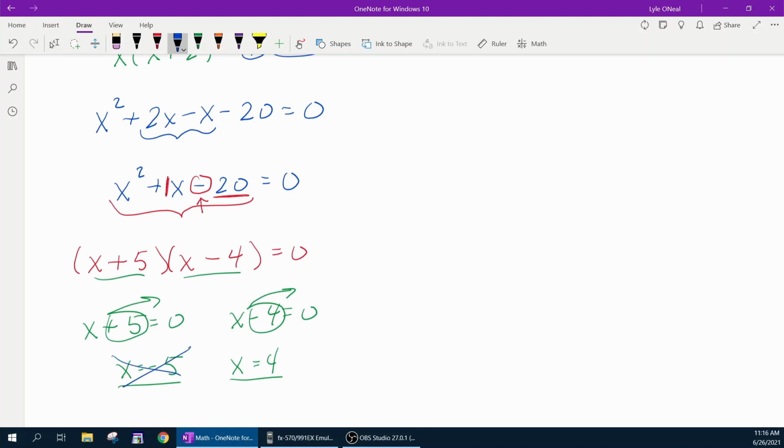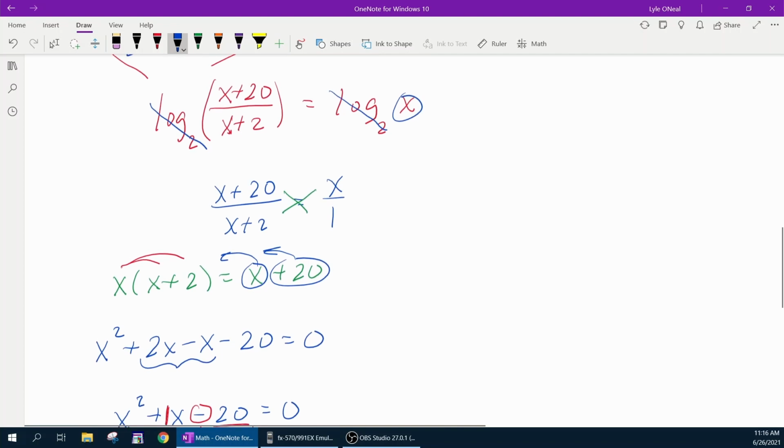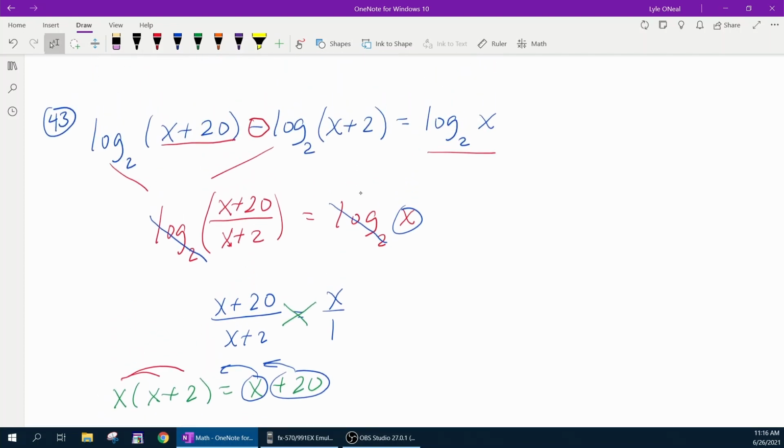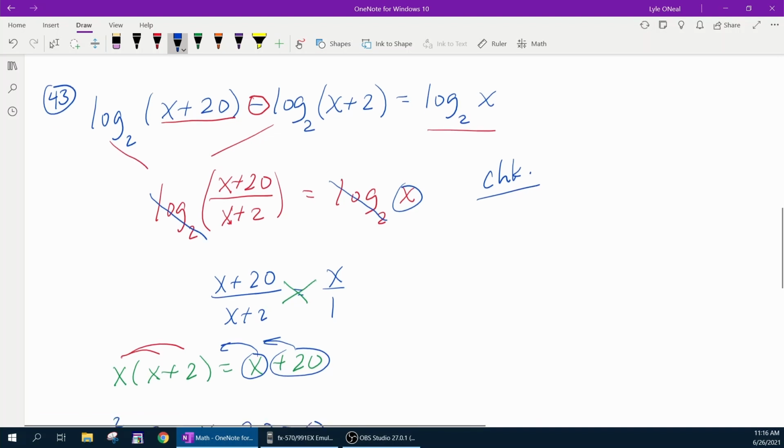So the -5 is probably going to be no good. And we're going to see if we can verify that by checking. Okay, so you do need to check these logarithmic equations, especially when you get two answers. All right, let's check it out.